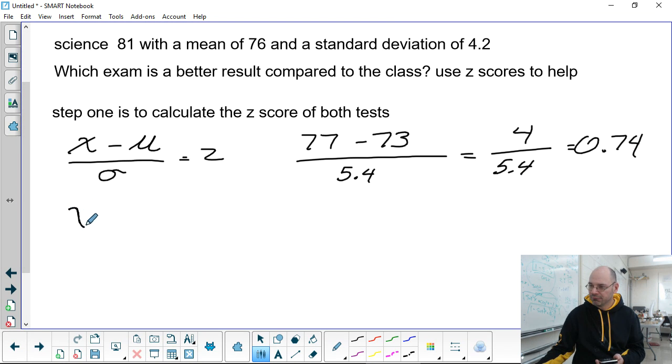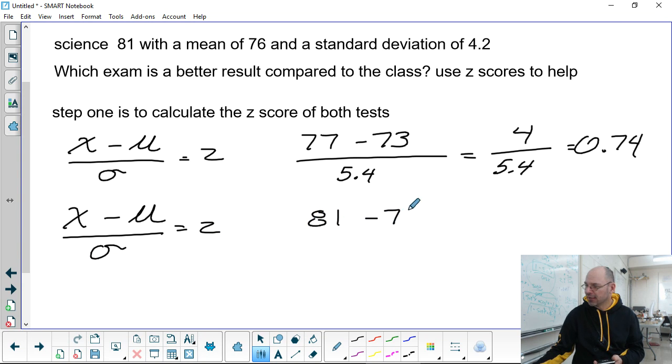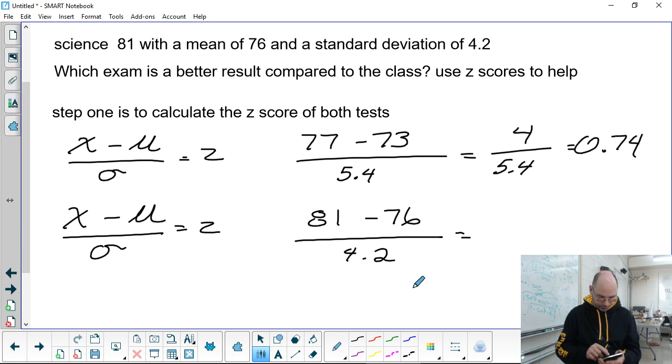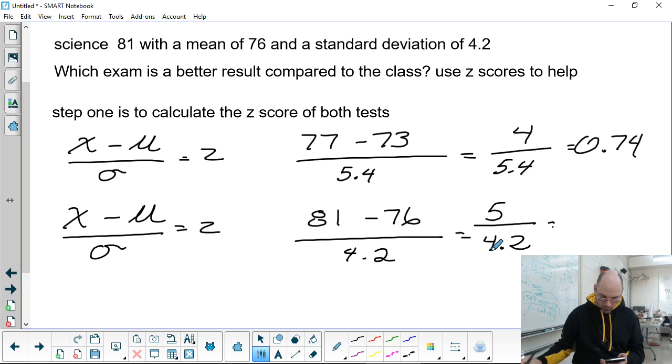The second one that we're going to do here is 81 minus 76 over 4.2 equals. So I got 5 over 4.2. So this is going to give us 1.19.